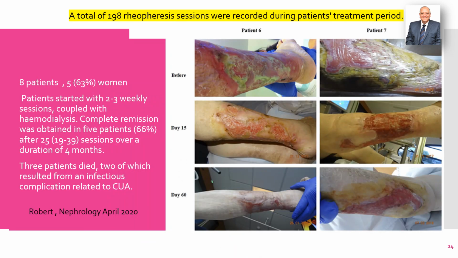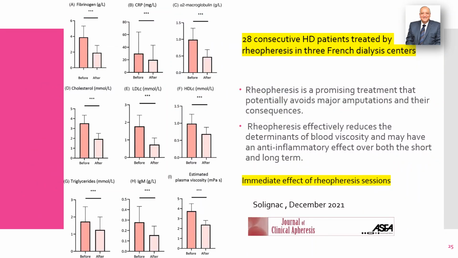An example of the double filtration technique is apheresis, which has been investigated for patients with calcific uremic arteriopathy. In this study, apheresis was a promising treatment that potentially avoids major amputations and their consequences. Apheresis effectively reduces the determinants of blood viscosity and may have an anti-inflammatory effect over both the short and long-term.